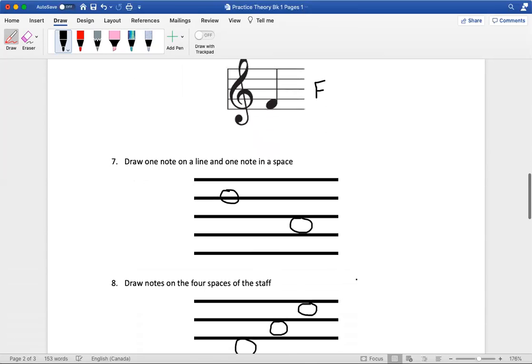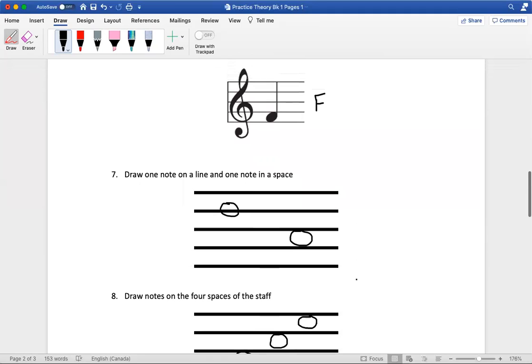Then we had to draw a note on a line and a note in the space. What I want you to do now is figure out what these two notes are. I'm sorry that this one is a little bit messed up, but just remember that it is a note on a line. I'll give you a minute.